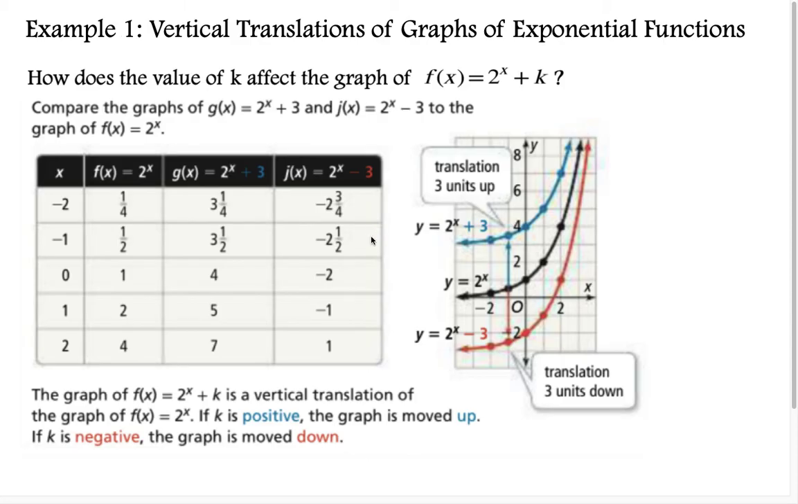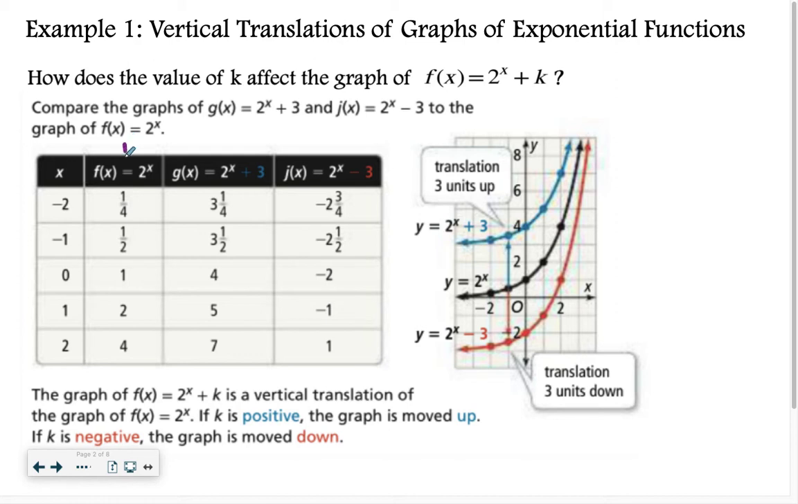Okay, so example 1, looking at vertical translations of graphs of exponential functions. How does the value of k affect the graph of f of x equals 2 to the x power plus k? We have a lot of things going on this page, so let's break it down. First, let's look at our table. We have our x values. We plugged in -2, -1, 0, 1, and 2.